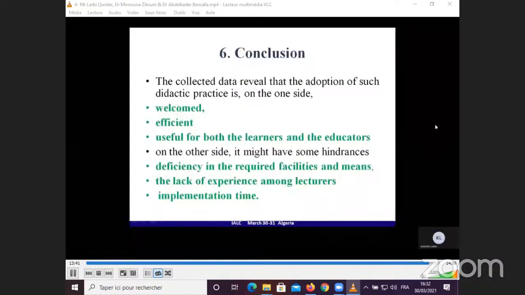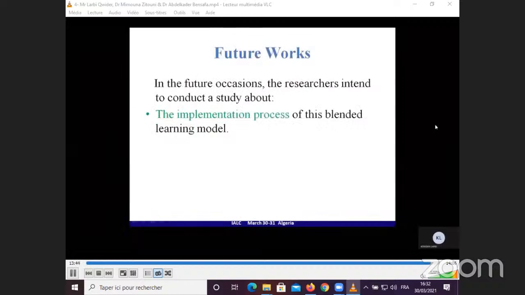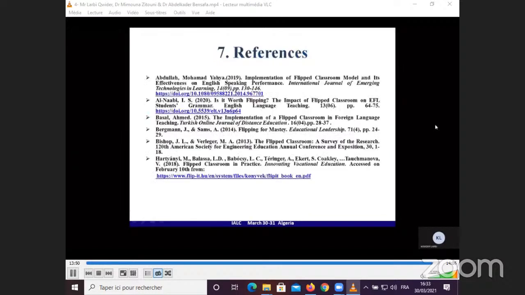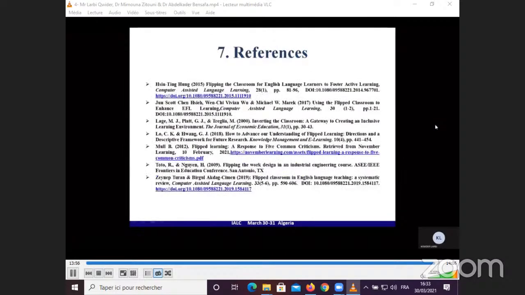This is why the researchers aim in the future at conducting some studies about the implementation process of this blended learning model. And here are some references that may help you in reading some information about the flipped classroom.